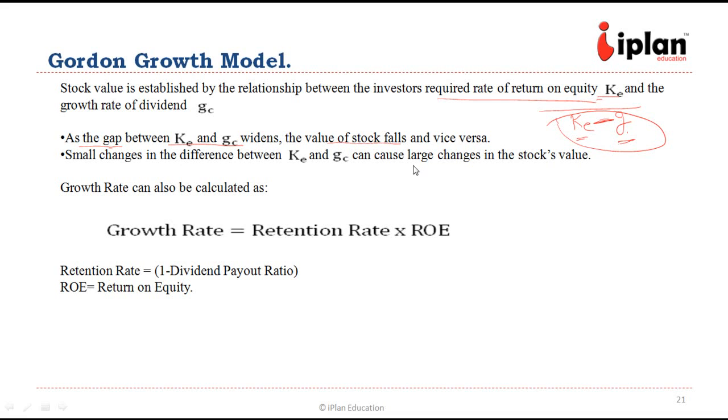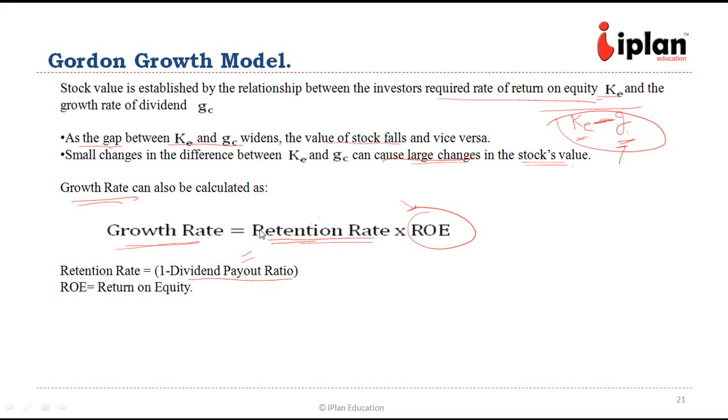And this growth rate of dividend can be calculated as retention rate into return on equity. As we already know that retention rate is 1 minus dividend payout ratio. This is the percentage of the earnings which is kept with the company for further investment. So the more amount company is going to keep with it for further investment, higher is going to be the growth rate of the dividend.